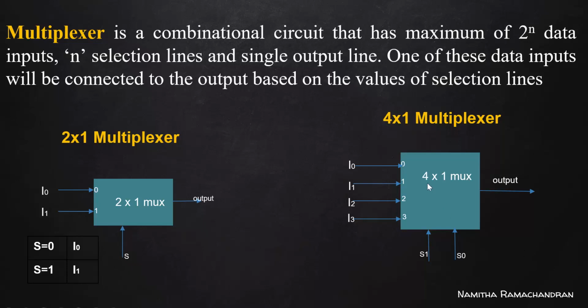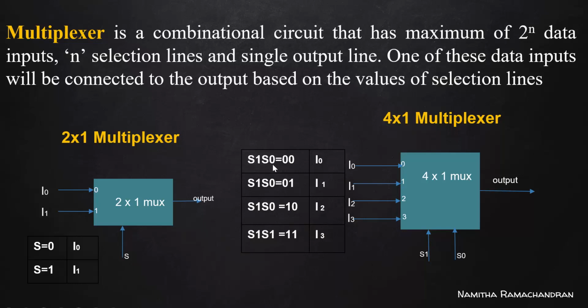And here it is a 4 by 1 multiplexer. One output with 4 inputs. 4 is equal to 2 to the power 2. The power is 2, means we need here 2 different selection lines like this, S1 and S0. Based on these values of the selection lines, we can pass one among these 4 inputs to the output line at a time.